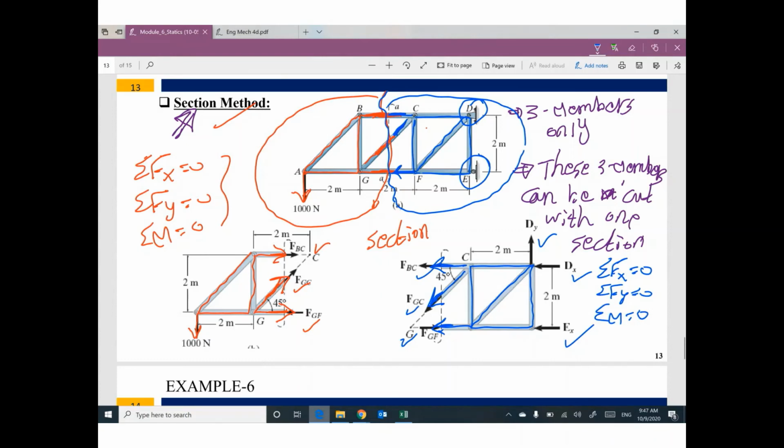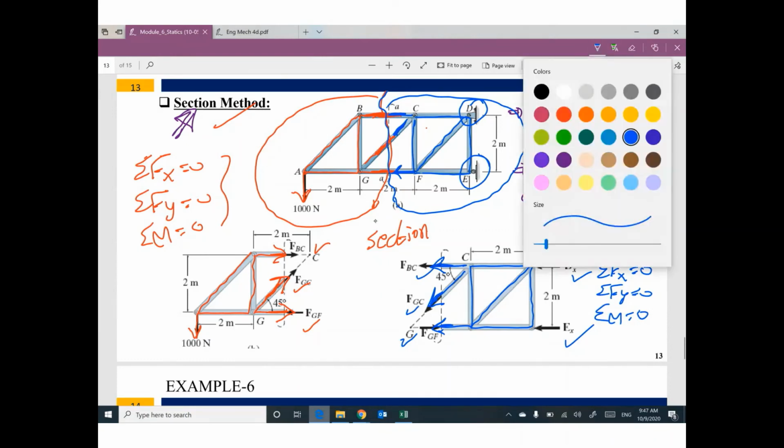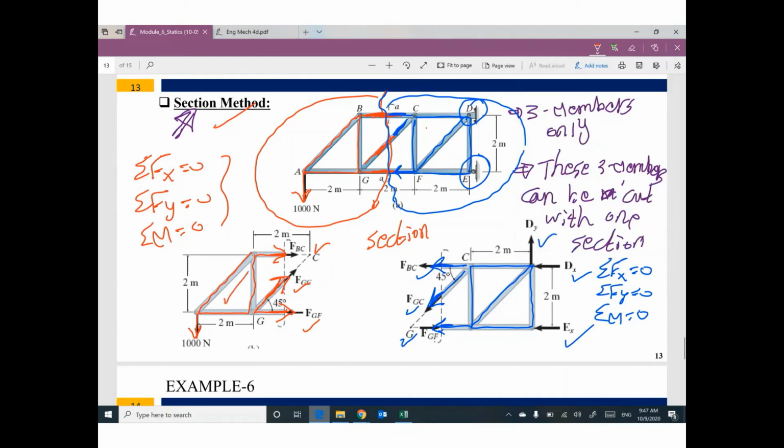Make sure, and you have to trust me, if you used this side and figured out these forces, and another student used this side and figured out these forces, this one will be the same as this one, this one will be the same as this one, and this one will be the same as this one, the same value and the same decision, tension or compression.